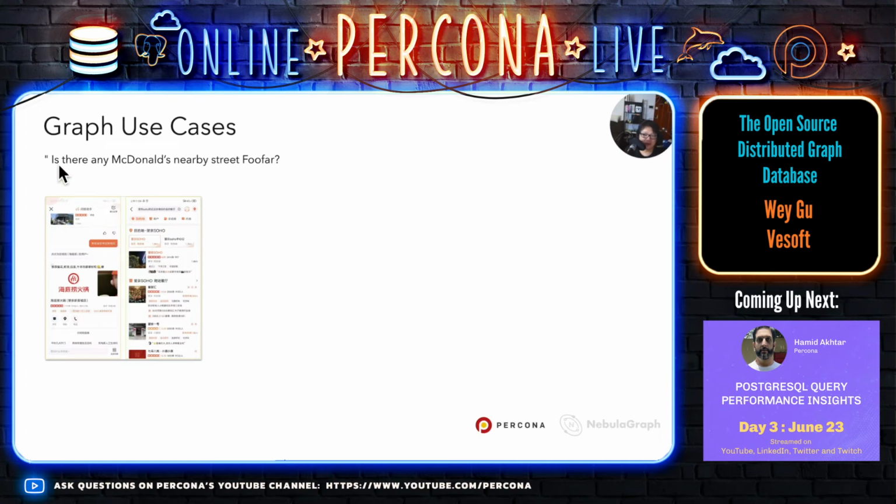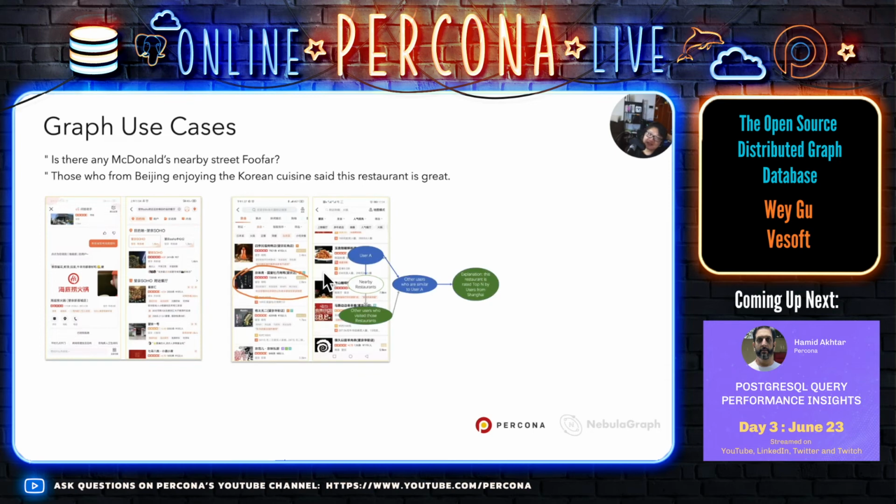So for example, if you are asking the agent whether there is any McDonald's nearby the street full bar, underlying Meituan will query the data in the knowledge graph. And another one is more interesting, related to the explanation of a recommendation system.